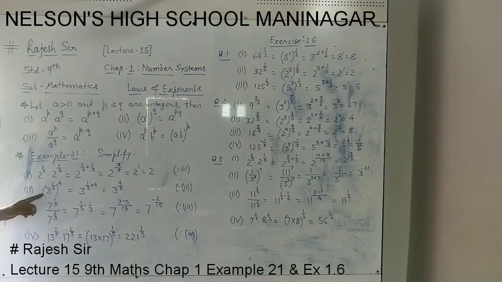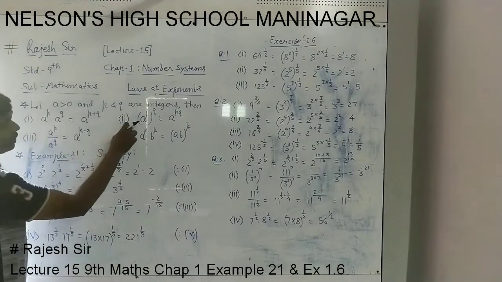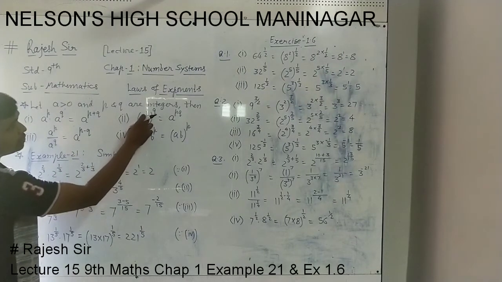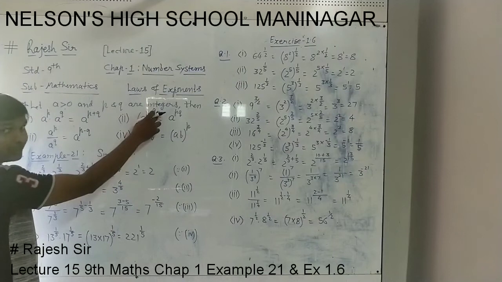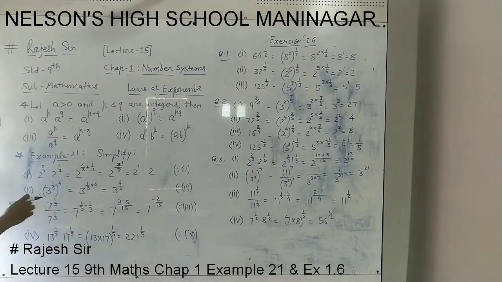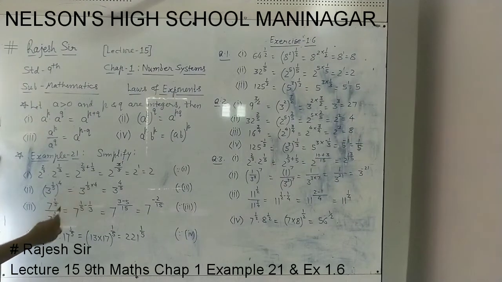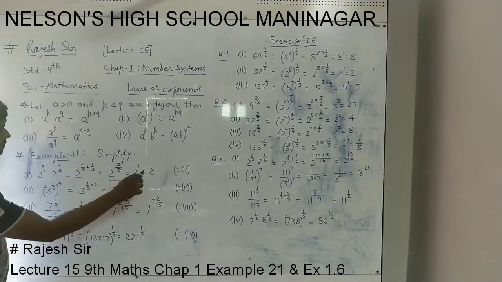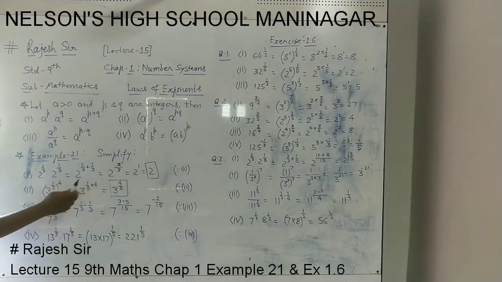Then the second one is 3 raised to 1 upon 5 whole raised to 4. This is the second law: some base raised to a power, and the whole raised to some power, an exponent. So what do we have to do? Both the powers should be multiplied. Here we have multiplied. See, 3 raised to 1 upon 5 whole raised to 4 is 3 raised to 1 upon 5 into 4. Both exponents will be multiplied. So it will be 4 upon 5, 3 raised to 4 upon 5. This is the answer. Here it is solved by the second law.